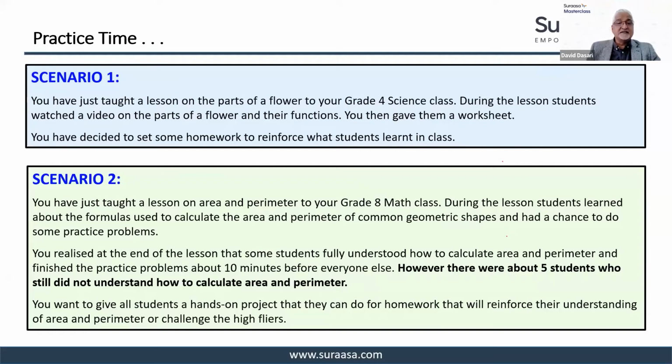Good. Katib. Yes, sir. So we could differentiate the activity, the first scenario, wherein we could give some students a diagram of the flower to label the parts. But some students could be asked to bring a flower and actually show the parts and speak about it. And some students can be asked to draw the different parts of the flower.